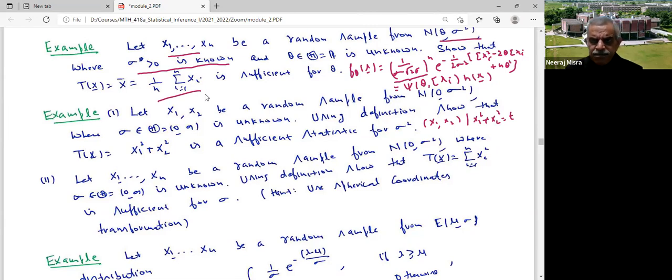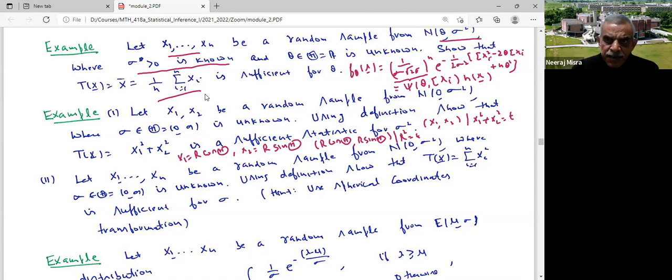Now one can show it in many ways. One way is to convert this into polar coordinates. You can take x1 as r cos theta and x2 as r sin theta. Then what you have to show is that the distribution of r cos theta, r sin theta, given x1 square plus x2 square is r square, that is, given that r square is equal to t, does not depend on sigma square.